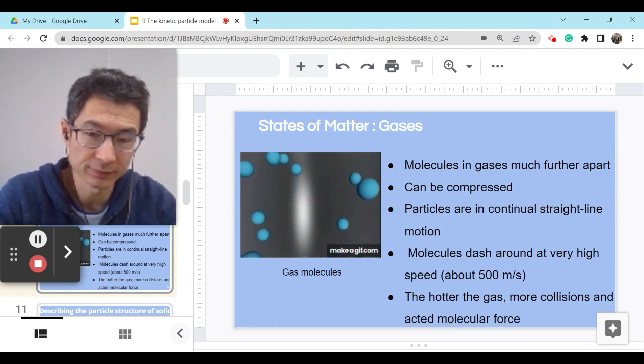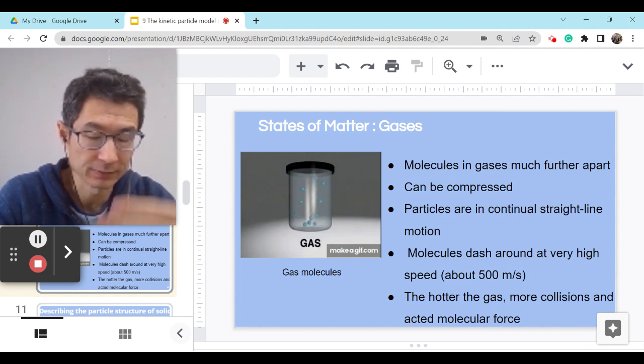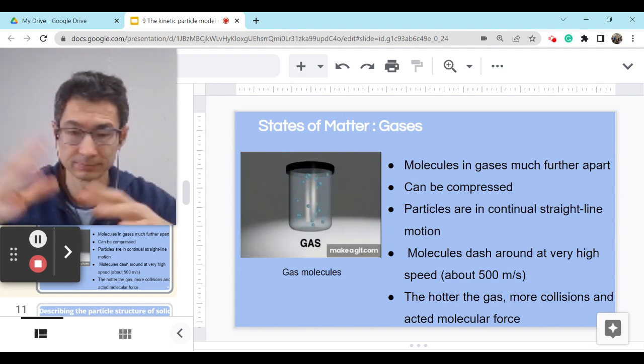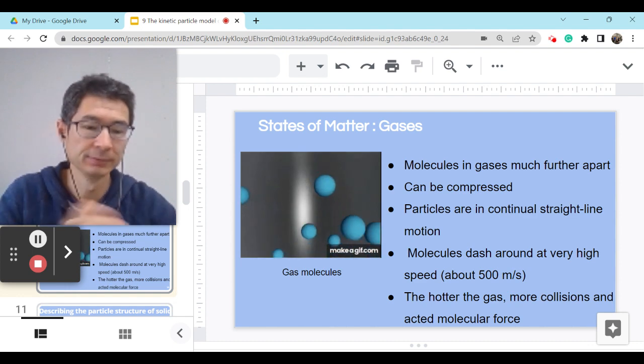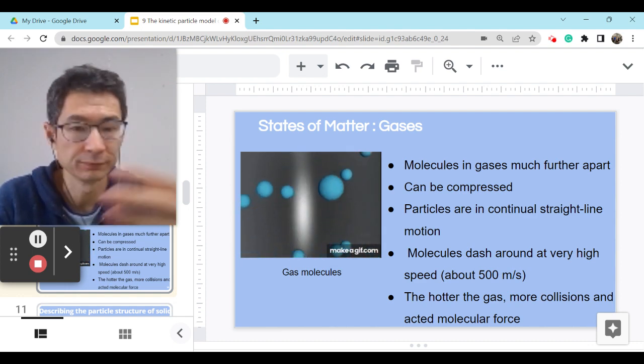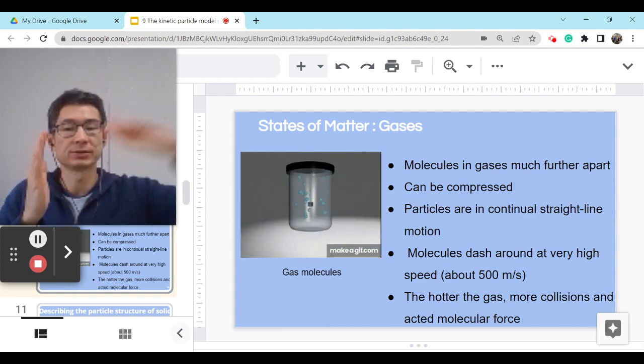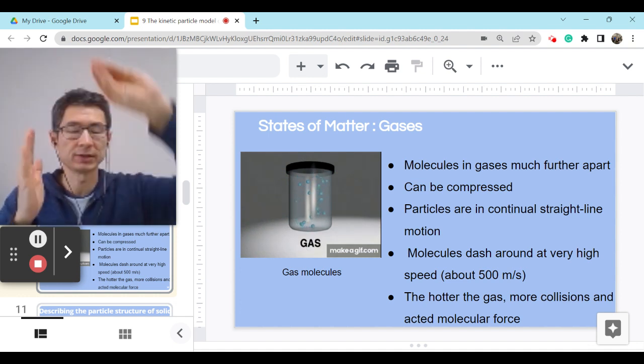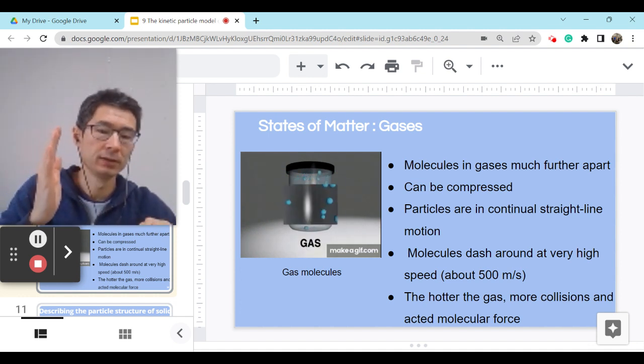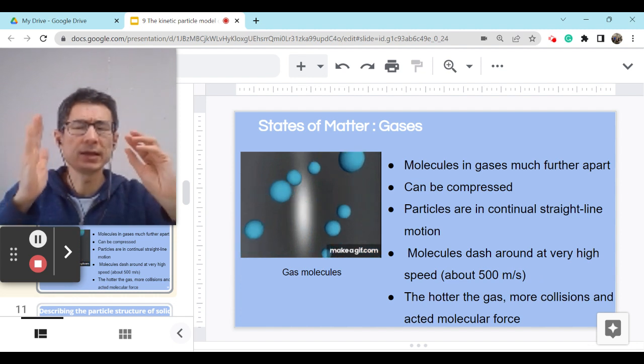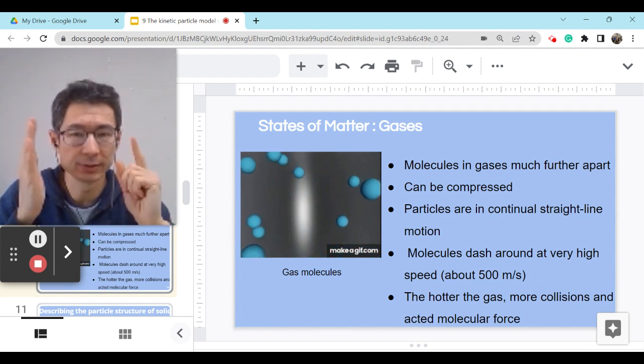So this is again an animation of gas, it gives you some idea. They're further apart from each other. They move fast. Their motion is in a straight line. And we will learn in the next video.